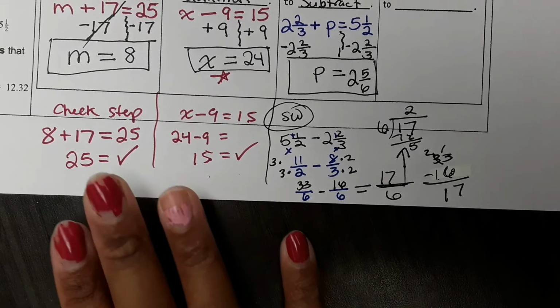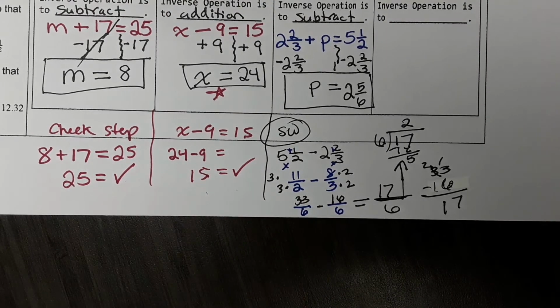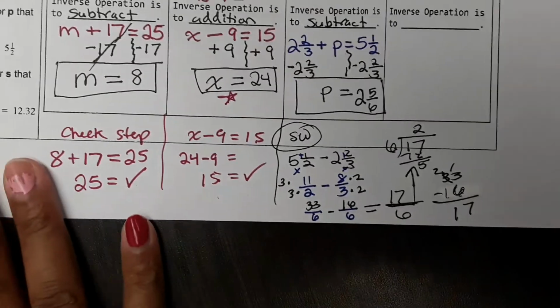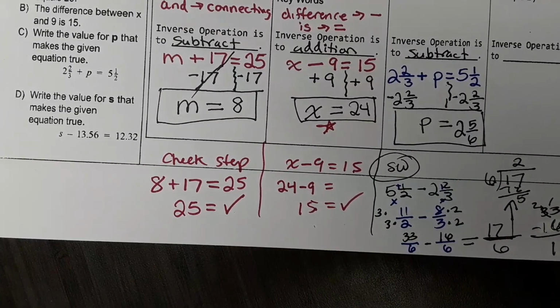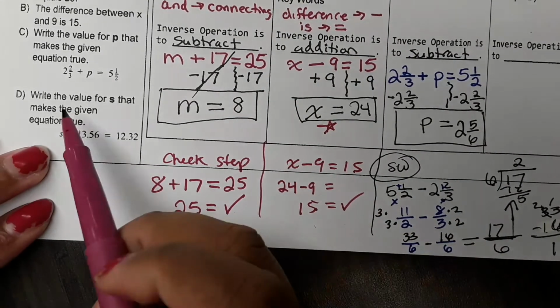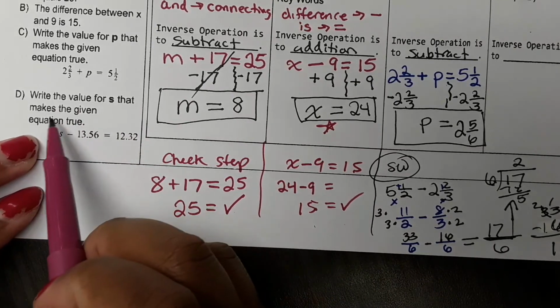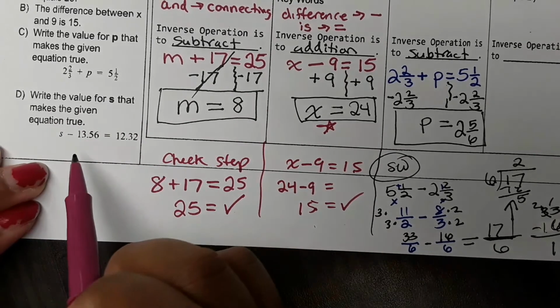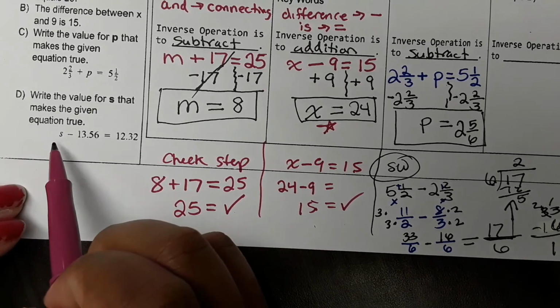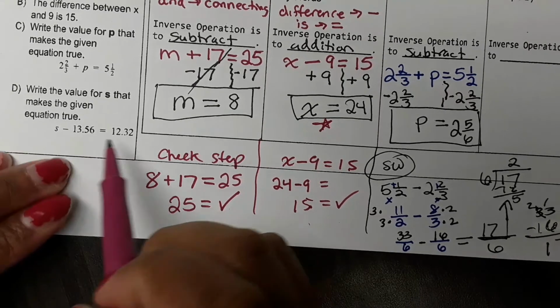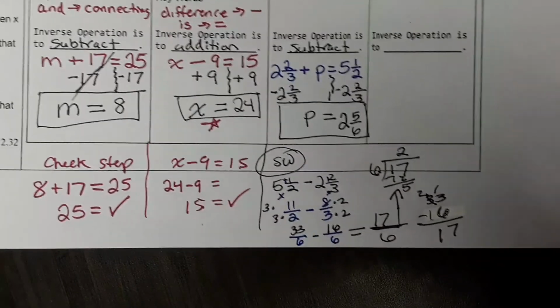All right, and finally, we can't leave out decimals. No, no, no. We like them, we want them, we love them. We're getting a whole lot more of them. So let's see another test type question. Write the value for S that makes the given equation true. So again, we're looking for what S needs to be so that both sides are actually equal to each other. So I'm going to copy that down.